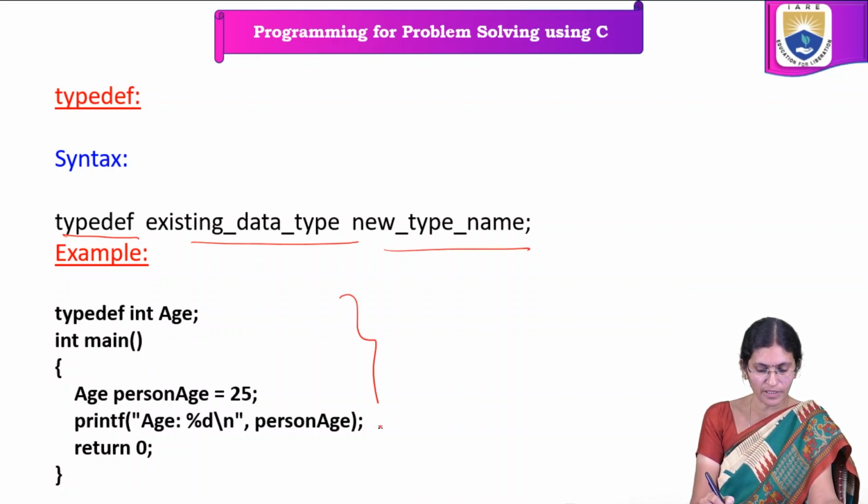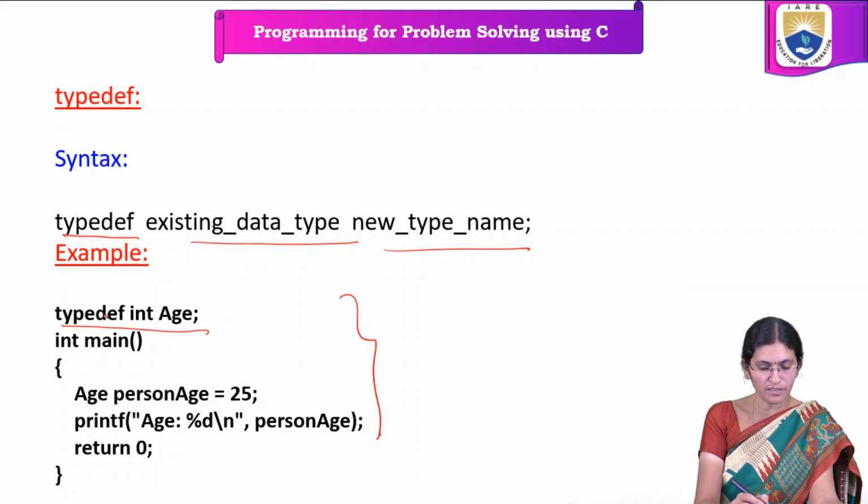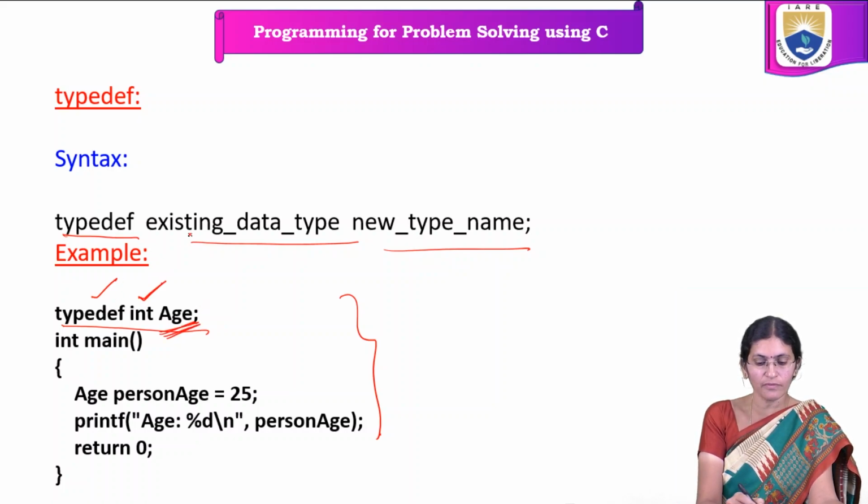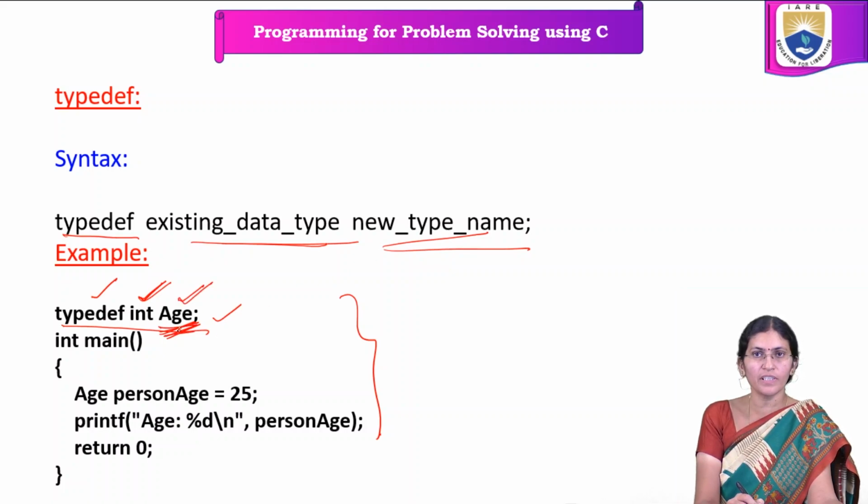We'll illustrate it with the help of this program. You can see here this is the typedef statement. This is the keyword, followed by the data type, integer. We can compare the syntax and this statement. This is the keyword to be used. The existing data type is integer. The new type name is age. So we can now define variables of the type by specifying the name age.